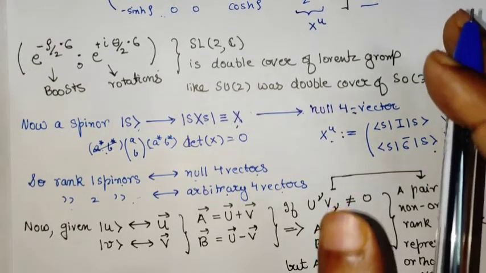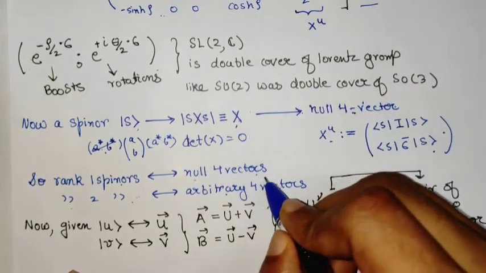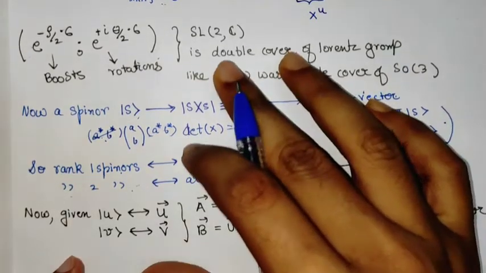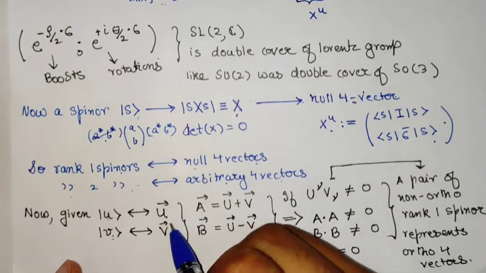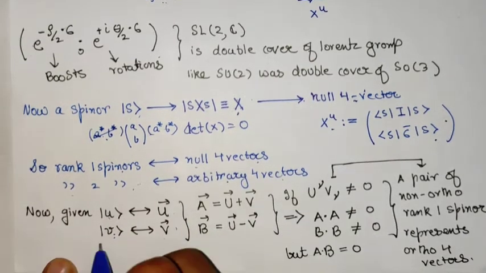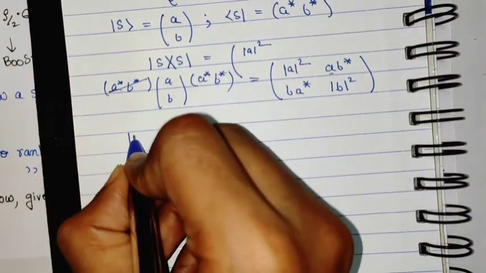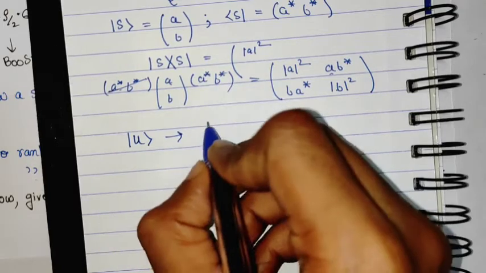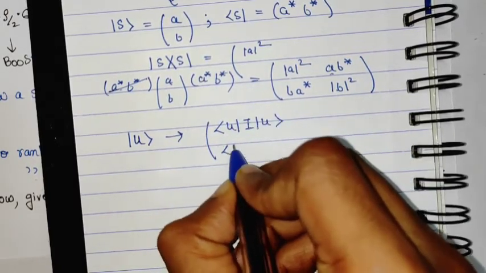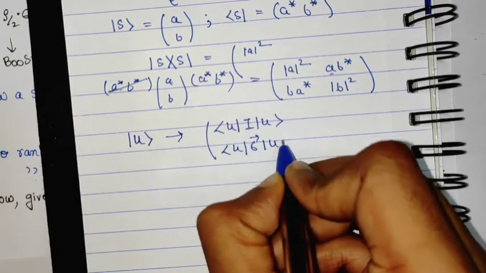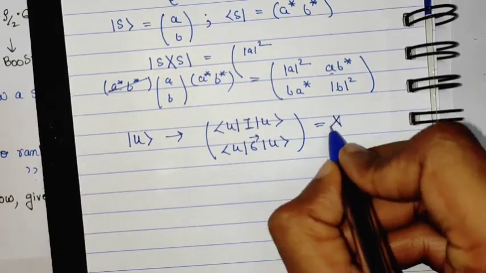But now the point is we can do a bit more than this. Suppose we have two spinors, and corresponding to the spinors we can have two null vectors. So whenever you are given a spinor u, you can perform this computation: u dagger identity u and u dagger sigma vector u. So these are the x mu, the 4 vector.